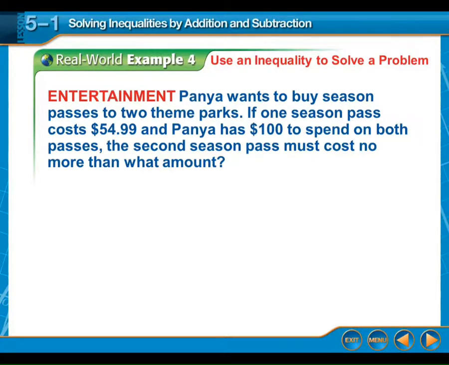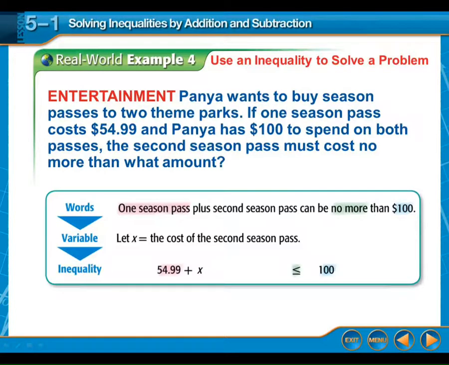All right, here you have a word problem, and we want to use an inequality to solve this problem. Panya wants to buy season passes to 2 theme parks. If one season pass costs $54.99 and Panya has $100 to spend on both passes, the season passes must cost no more than what amount? So if it says no more than, then you have a maximum. It cannot be any more than that amount.